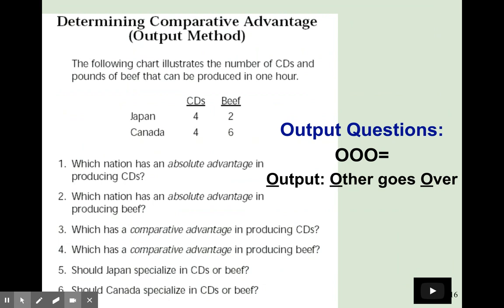So here's how you determine comparative advantage. This is what's called the output method. An output question asks, the following chart illustrates the number of CDs, number meaning output, and the pounds of beef that can be produced in 1 hour. With an output question, the other goes over. And here are some questions that go along with it.